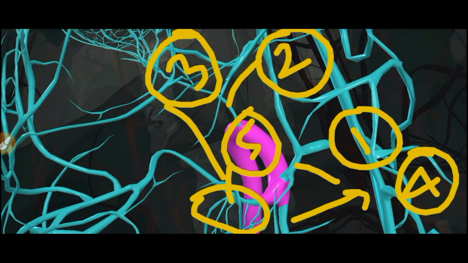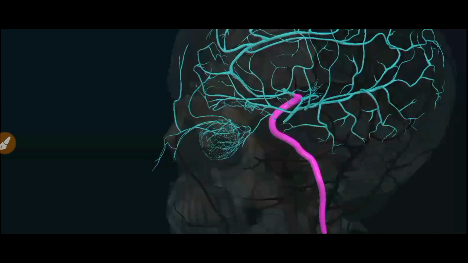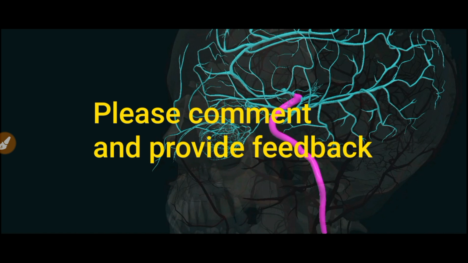The cerebral part also gives one more branch supplying the pituitary gland, the superior hypophyseal artery, whereas the inferior hypophyseal artery is given by the cavernous part. The cerebral part gives 5 terminal branches, and one more branch is the superior hypophyseal. So you can remember 6 branches.